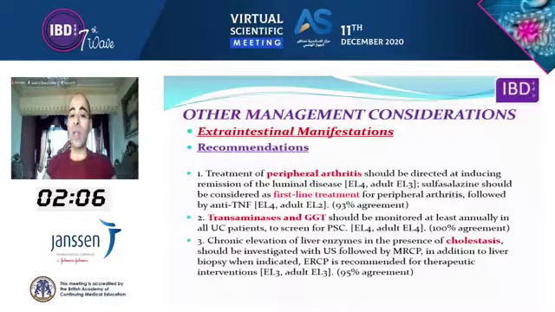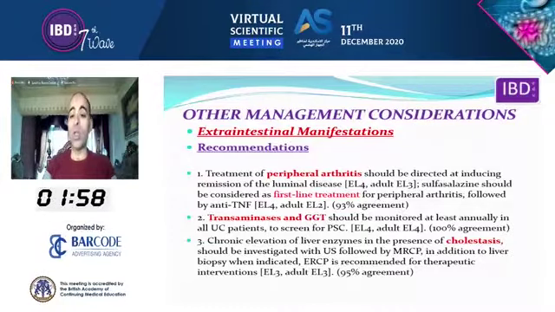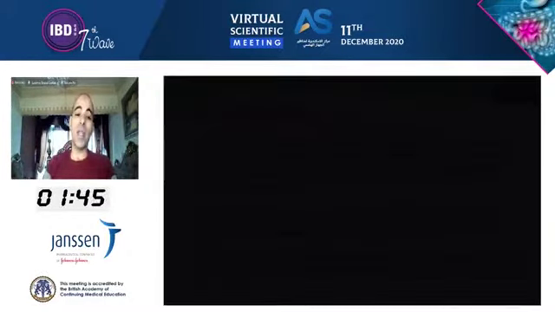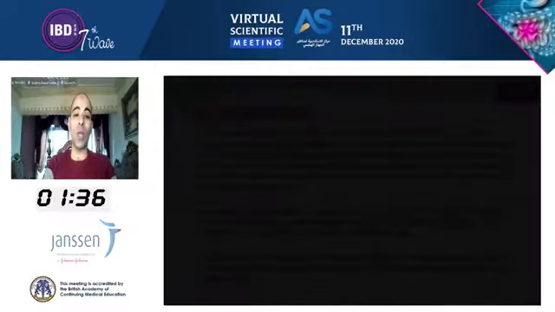About extraintestinal manifestations in children, we have the problem of peripheral arthritis, which can be treated first line with sulfasalazine and also anti-TNF. Primary sclerosing cholangitis, and the screening by transaminases, GGT. Don't forget the ultrasound, MRCP, and their role in screening for primary sclerosing cholangitis and also for cholangiocarcinoma in case of pediatric UC combined with sclerosing cholangitis.